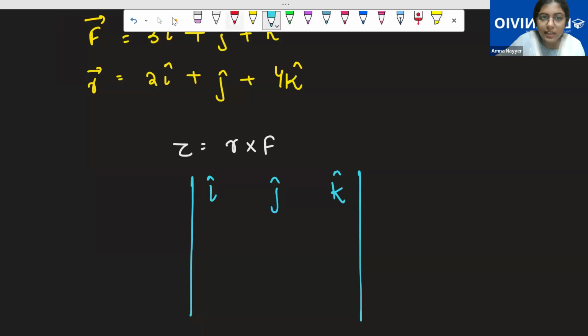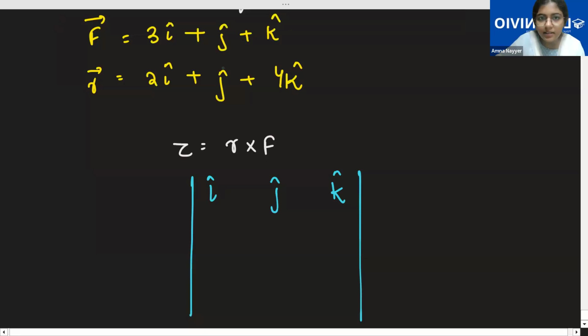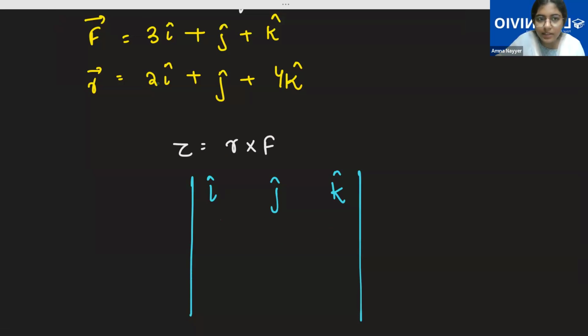So you make the determinant system. What you do, you fill in the coefficients as it is given. R is first, so we'll write the coefficients of R here. This is 2, so we'll write 2 here. J cap's coefficient is 1, so we'll write 1 here. K cap's coefficient is 4, so we'll write a 4 here. Now we'll write the coefficients of force. This is 3, this is 1, this is 1. Now all the coefficients are written.